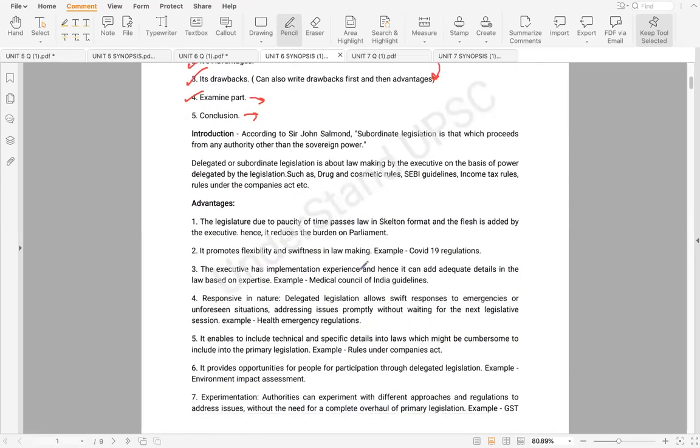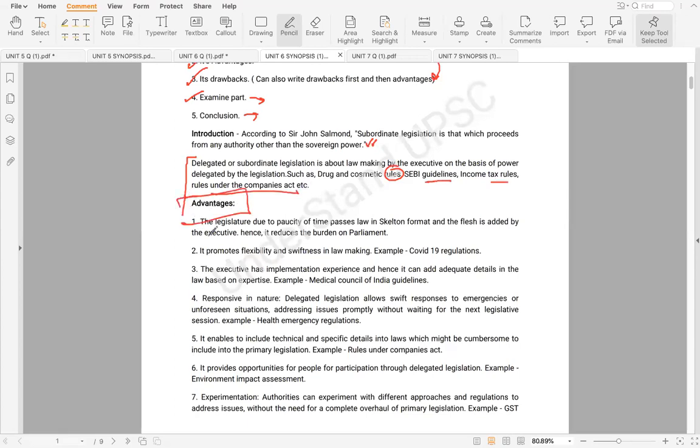Okay. Introduction. According to Sir John Salmond, subordinate legislation is that which proceeds from any authority other than the sovereign power. Delegated or subordinate legislation is about lawmaking by the executive on the basis of power delegated by the legislature. For instance, the Drugs and Cosmetics Rules, all sorts of rules, bylaws, ordinances, etc. are delegated legislation. SEBI guidelines, income tax rules, rules in the Companies Act, etc.